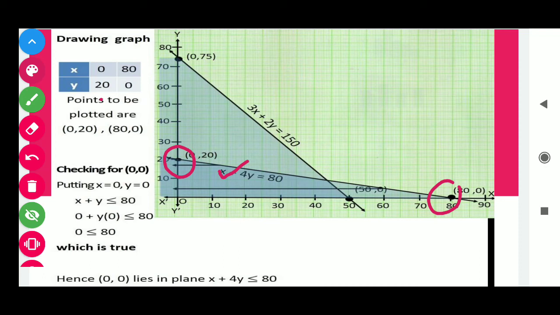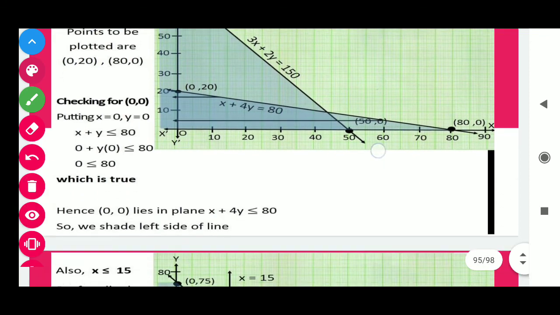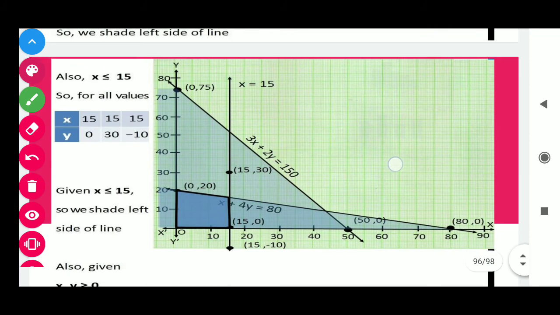Now students, put 0 here, in this way 0 is less than or equal to 80. Which is true? We shade the region towards the origin, as in the previous line you can see that both the lines shade towards the origin. So now we need to find the common feasible region. For that we have the next line.